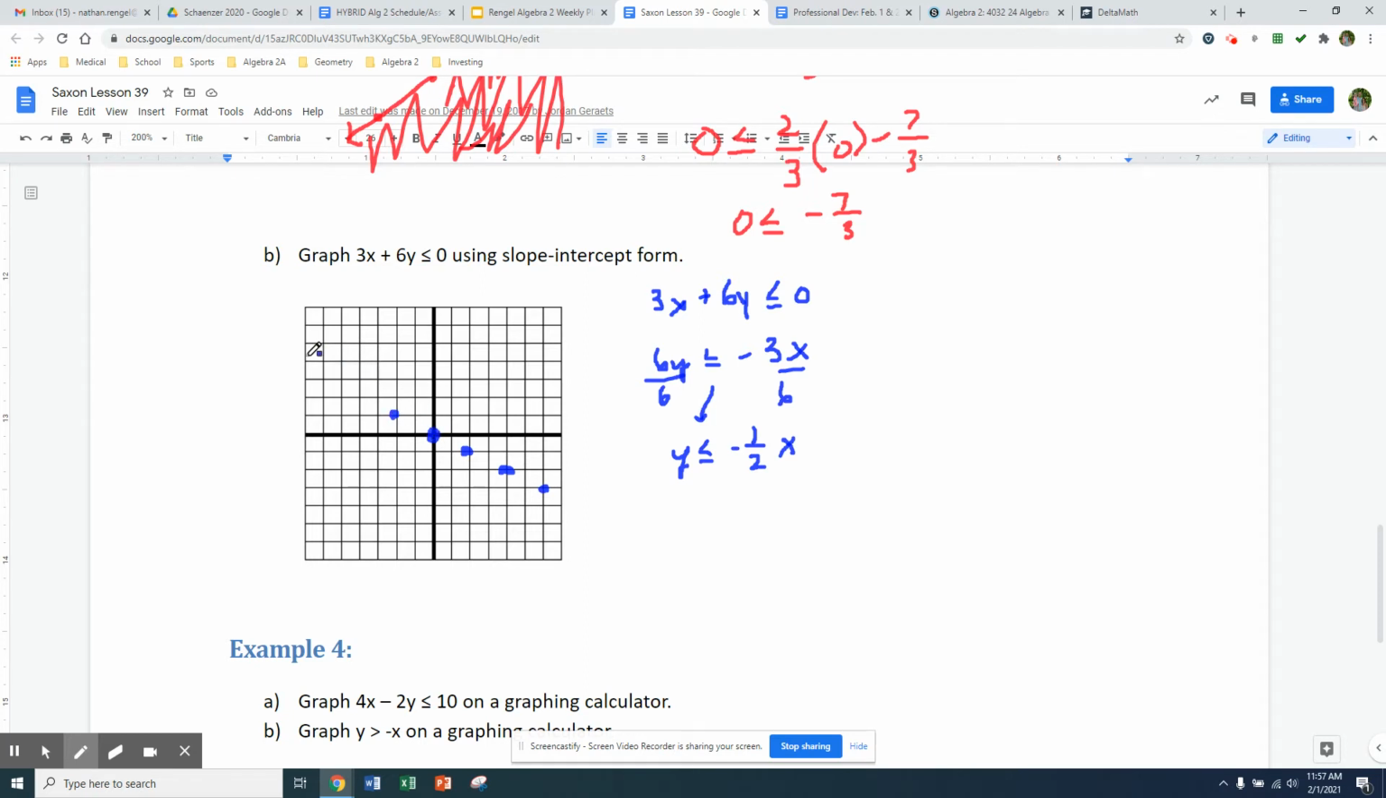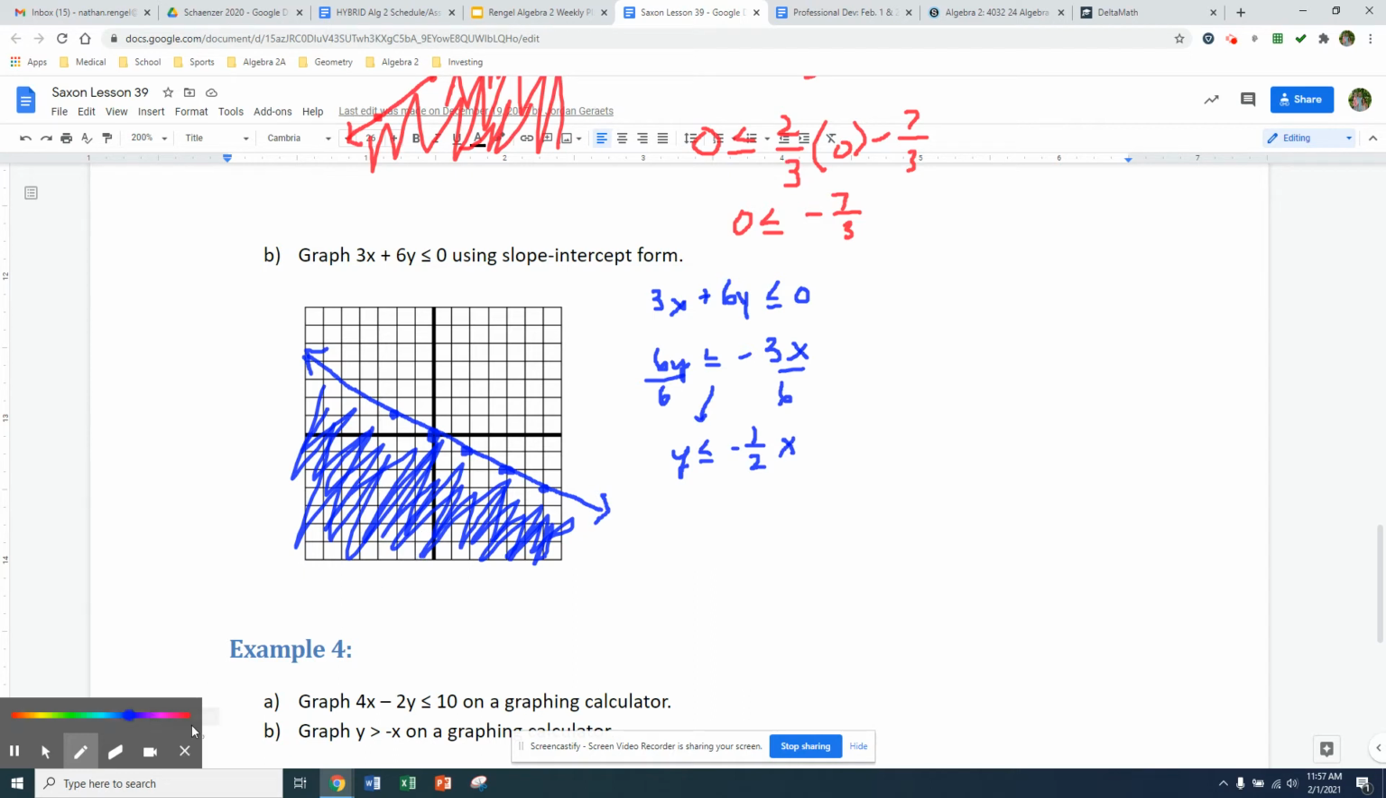Next, I would choose solid or dash, and I'm going to have a solid because it's less than or equal to. And then just like our previous problem, since it is less than, that's going to mean we are going to shade below. So once it's solved for y, if it's less than, we're going to shade below that line. Okay, and that would then be our half plane that represents our solutions.